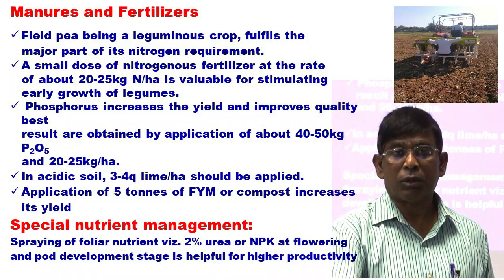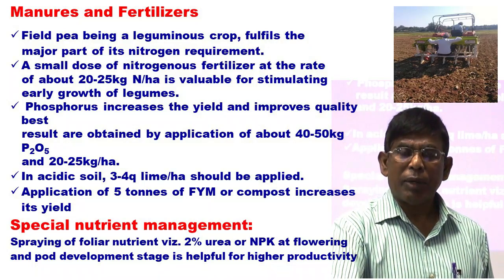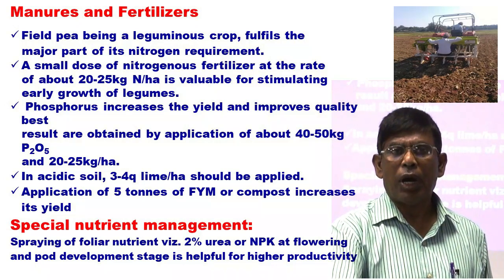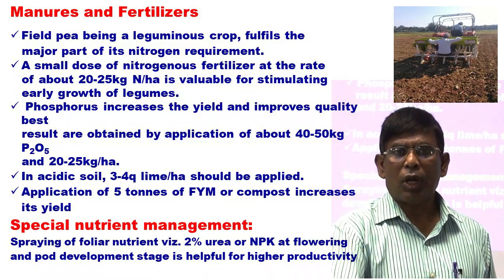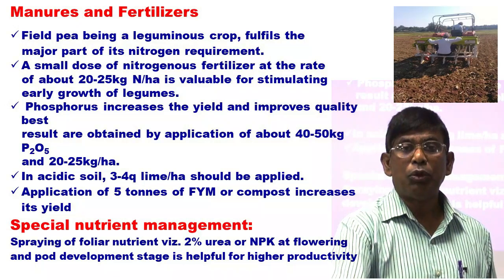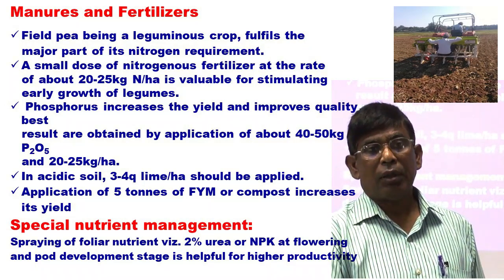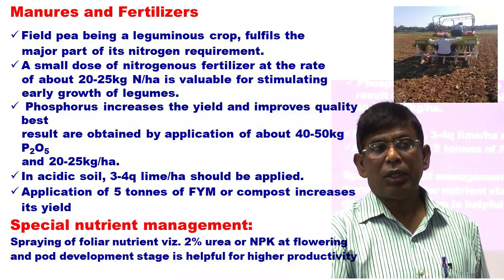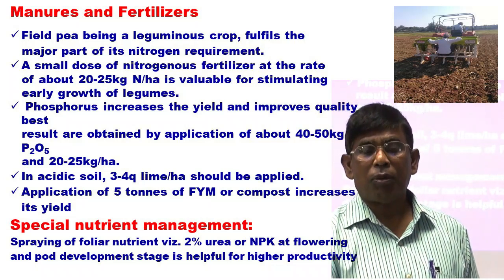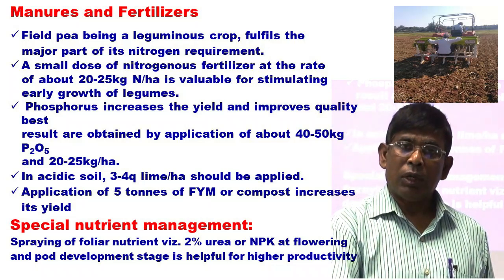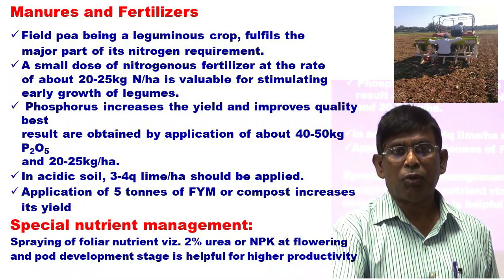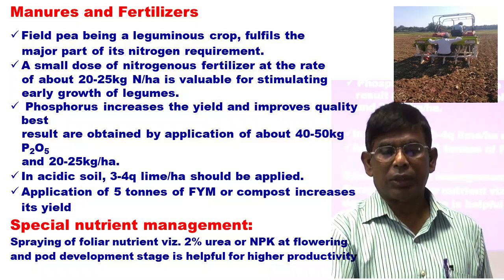of phosphorus and potassium. In case of acidic soil, you have to apply 3 to 4 quintal lime in the furrow to neutralize the soil pH. And it is better if you add 5 to 10 ton FYM per hectare, because microbial activity will be enhanced if the soil has a sufficient amount of organic carbon. So FYM and compost can serve to provide food for microbial activities.